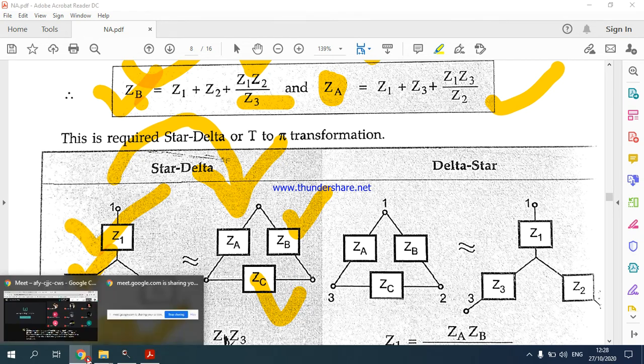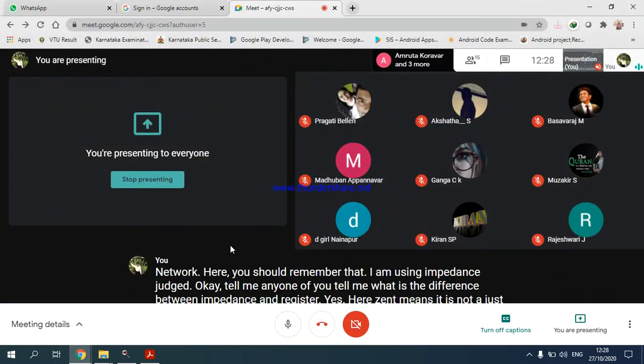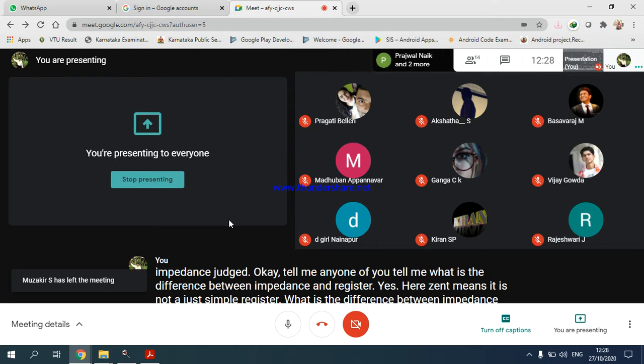Any one of you tell me what is the difference between impedance and resistance? Who will tell?